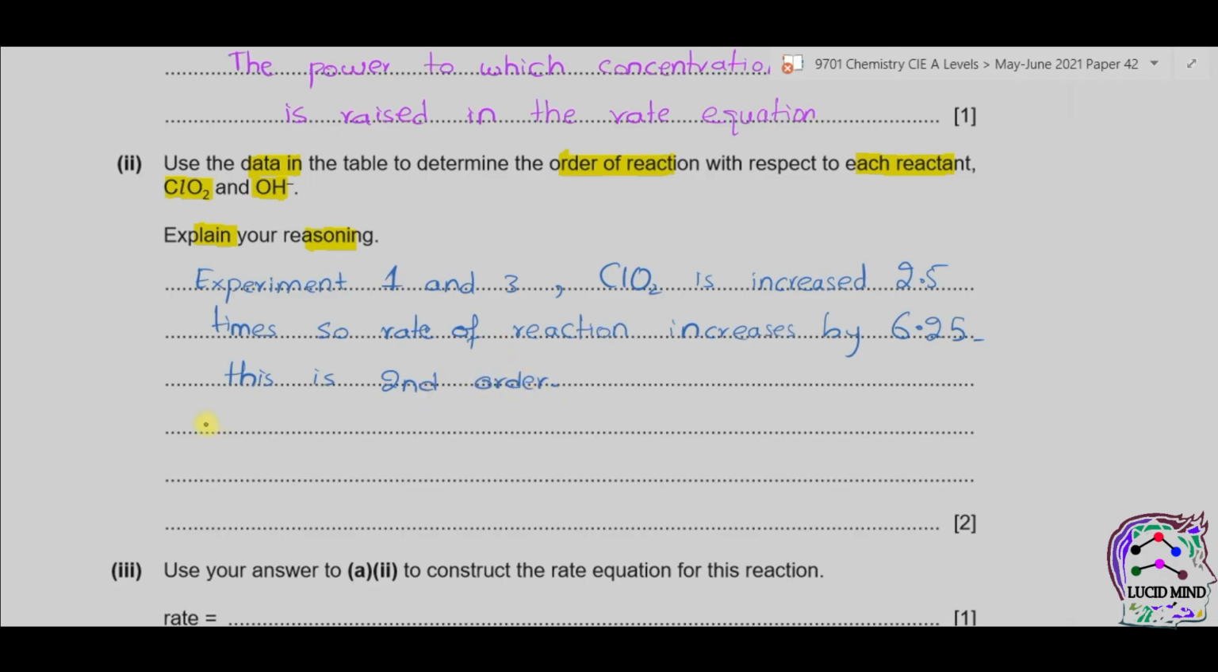Now for the second one, we can compare experiment 1 and 2. OH negative is increased 4 times. Rate also increases 4 times. So this is first order.